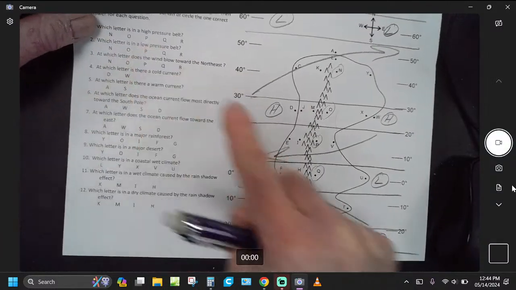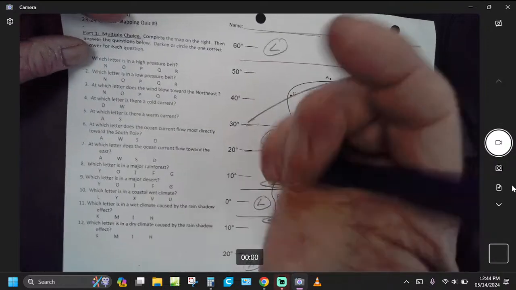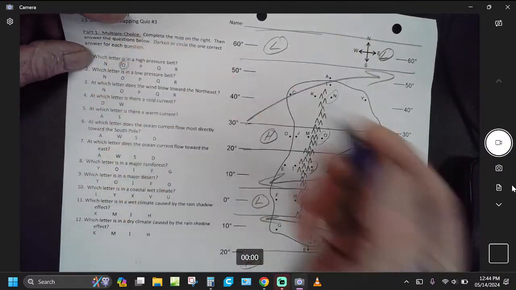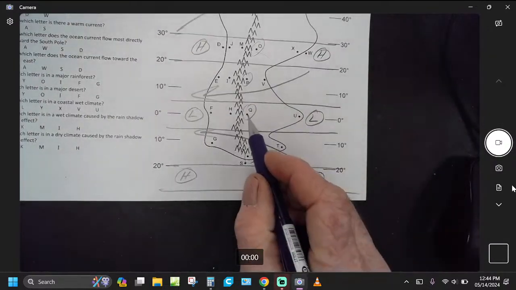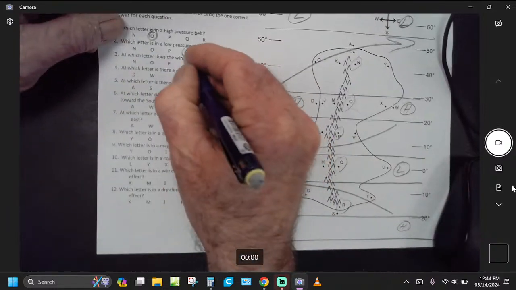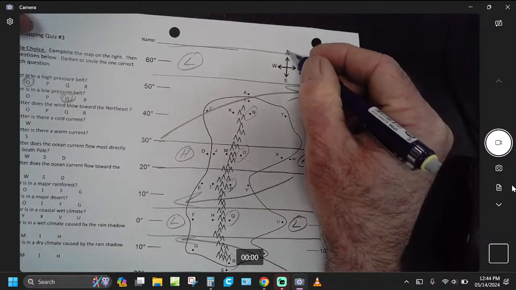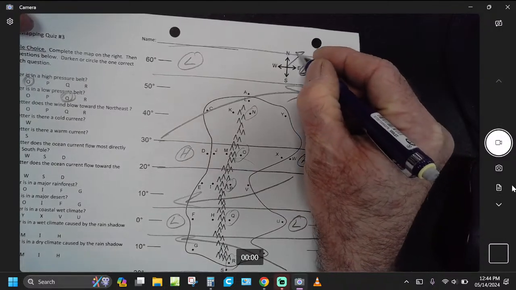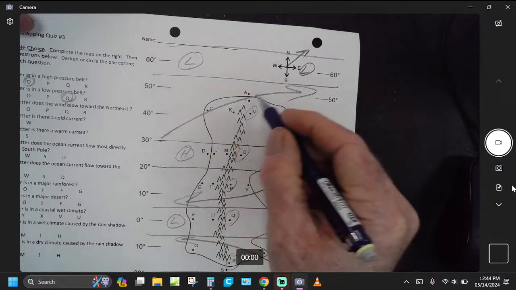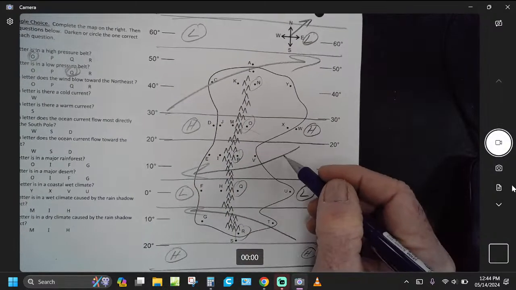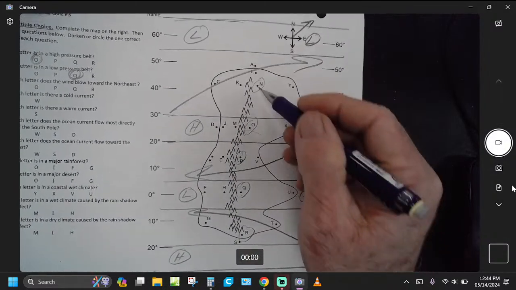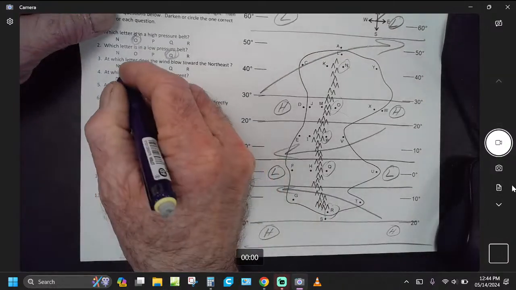The one that's in the high pressure belt is O. So that should be your answer number 1. The one that's in a low pressure belt is Q. So that's that one. Where does the wind blow toward the northeast? So north is straight up, east is straight out. This would be northeast. This is the only wind that's blowing in that direction. This one's definitely wrong. This one's definitely wrong. So letter N is the right answer.